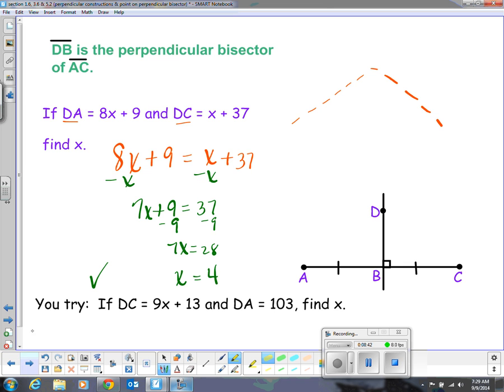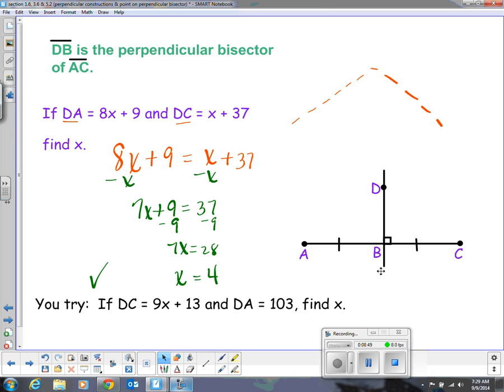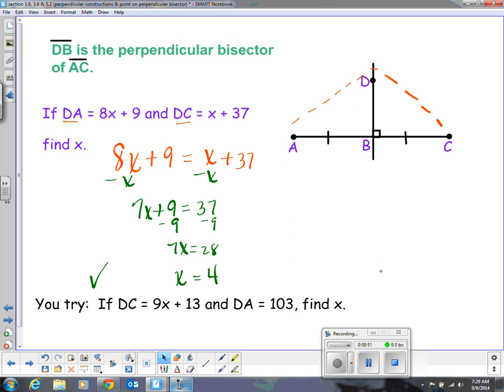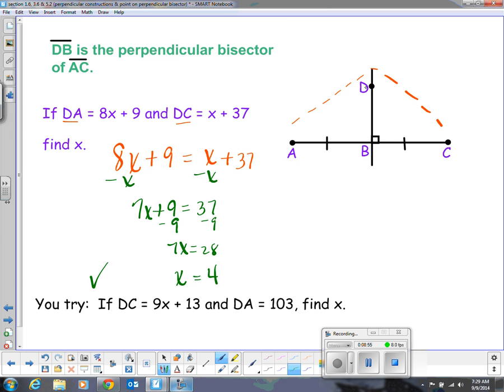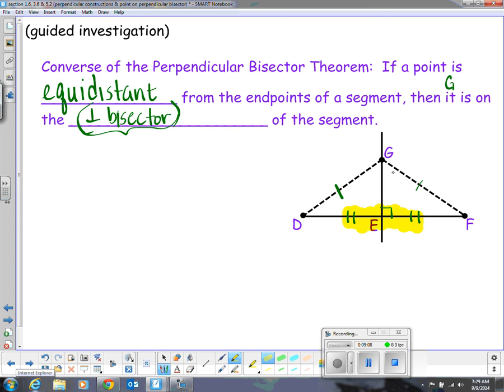If we go back to this page, we were told all of the marked information, and what we did is we concluded that this was equal to this. That was our conclusion. Do you see the difference? Here we're given this information, and now we know this. Over here, we're given that these two segments are equal. Now we can conclude all of that.